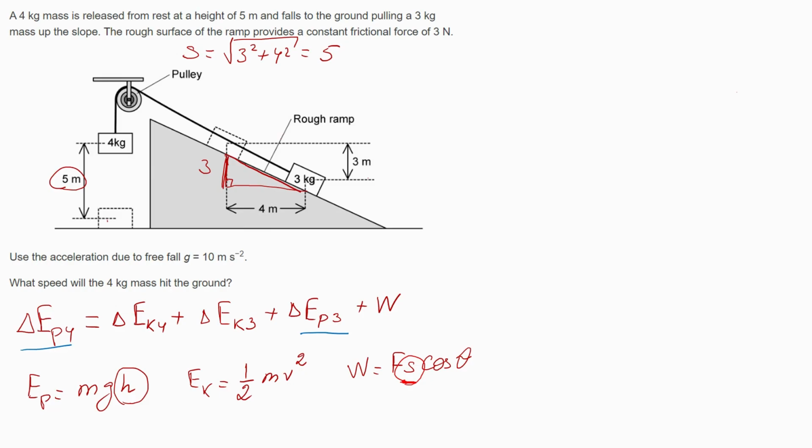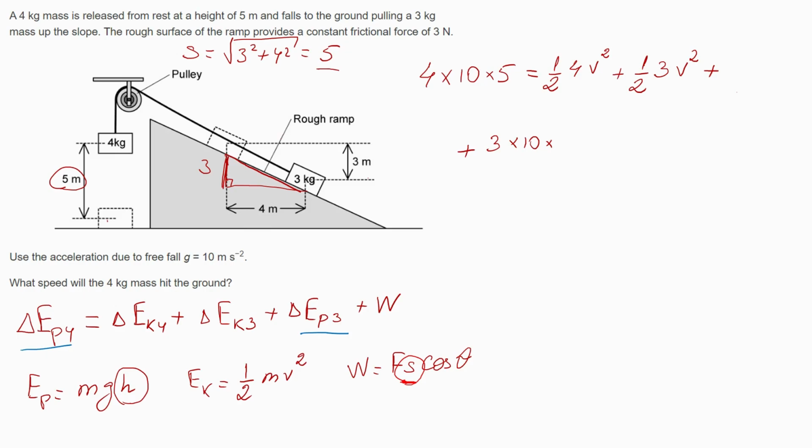Firstly, I will write the potential energy: mass of the first block 4 kilogram times g 10 times height 5 meters, which they gave us. It will be equal to 1/2 times the mass of the first block, 4 kilogram, times v squared. We must find that speed, and note that the first and second blocks' speeds are the same. Plus 1/2 times the second block's mass 3 times v squared, plus now its potential energy: mass 3 times g 10 times height.